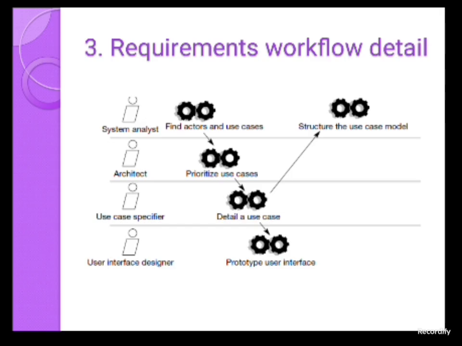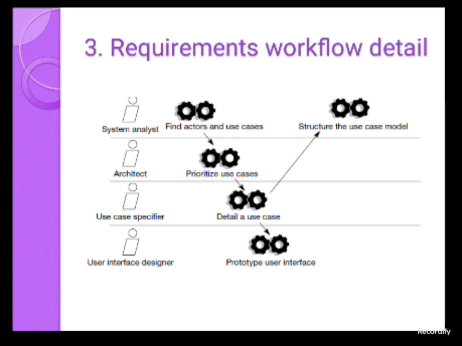Requirements workflow detail. Now let's see the detailed activities involved in the requirements workflow. There are three major activities. The first activity is finding actors and use cases. Actors are the users or external systems that interact with the software. The second activity is detailing each use case, where we describe step by step how the user interacts with the system. The third activity is structuring the use case model, which organizes all use cases in a proper way.